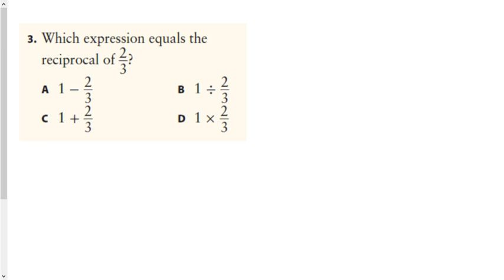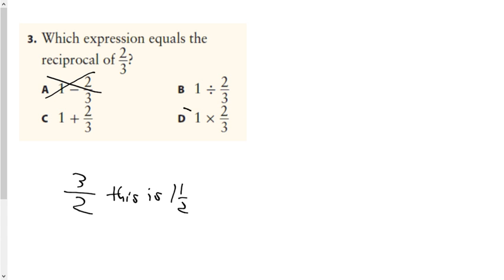Question 3, which expression equals the reciprocal of 2/3? So the reciprocal of 2/3 is 3 over 2. So really what we're looking for is which of these expressions equals 3 over 2. Well, if I think of this one, 1 minus 2/3, I know that 3 over 2 is more than 1. This is 1.5, really, isn't it? And I know that A, 1 take away something, is not going to leave me an answer that's greater than 1, which 3 over 2 is. So I can eliminate A right off the bat because 1 take away any fraction is going to be a value less than 1. And 1.5 is greater than 1, so it's not that for sure.